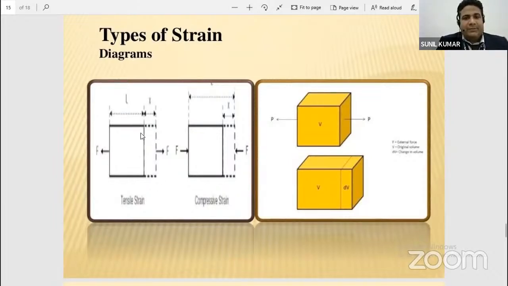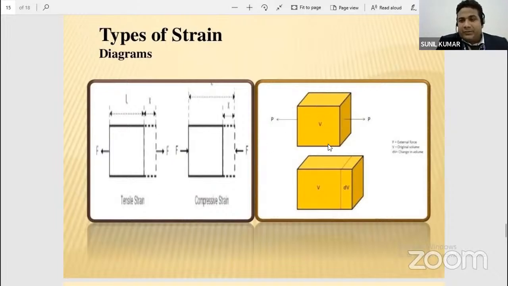If you consider A, B, C, D, we have applied a tensile or pull force F. So the shape is changed, or the length is changed. Here there is generation of tensile strain. If we apply the force in the opposite direction, compressive in nature, the strain is the change in length divided by original length.